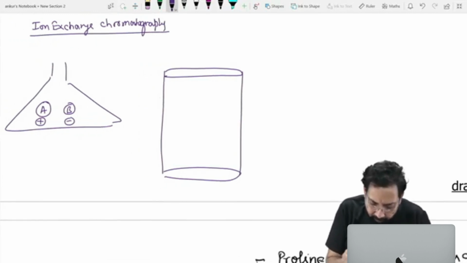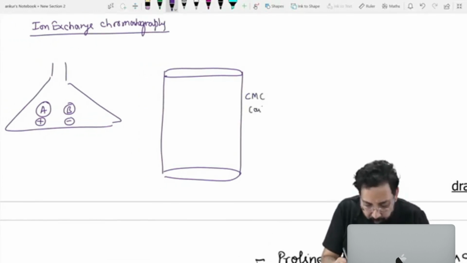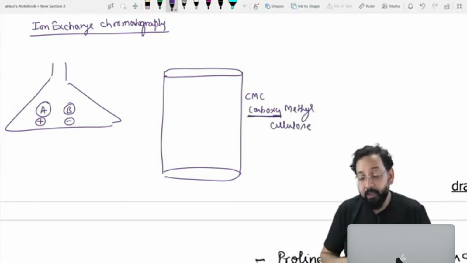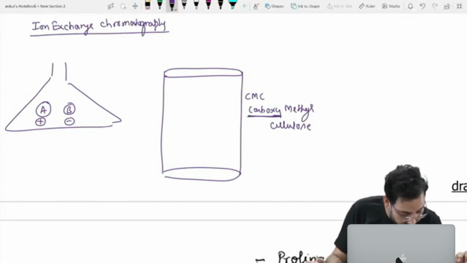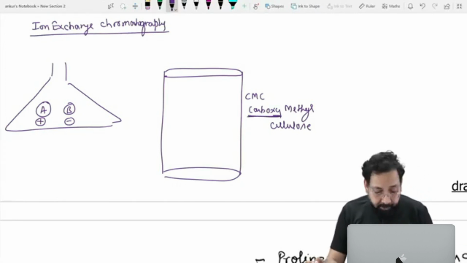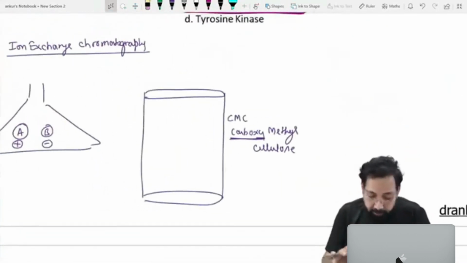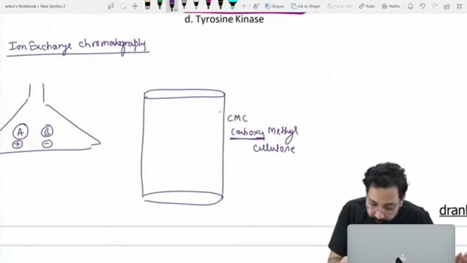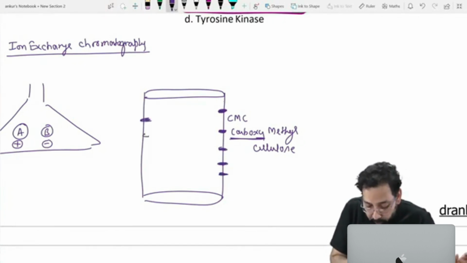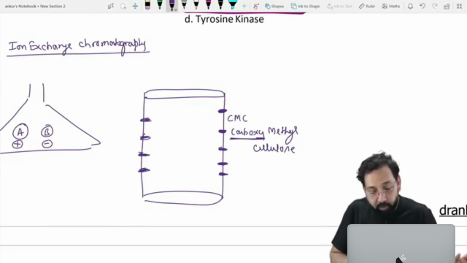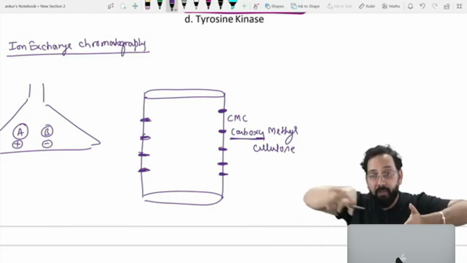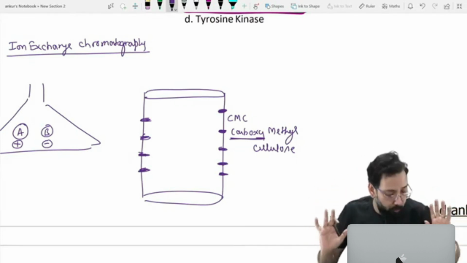In this column I attach CMC, carboxymethyl cellulose. Let me complete this topic. In ion exchange chromatography, I attach carboxymethyl cellulose on the wall of the column. To simplify, I am saying wall of the column; otherwise we attach it in the network in the column, but you forget about this.